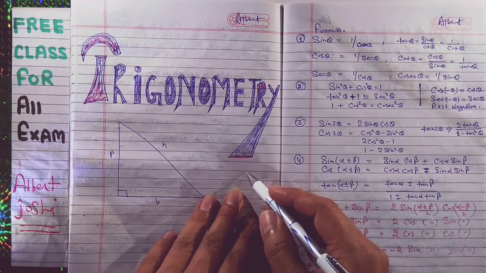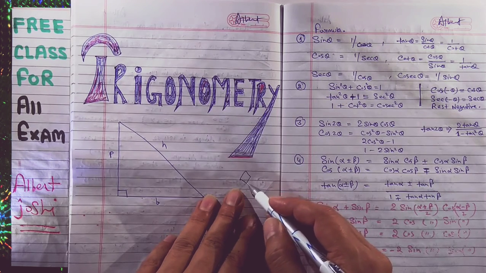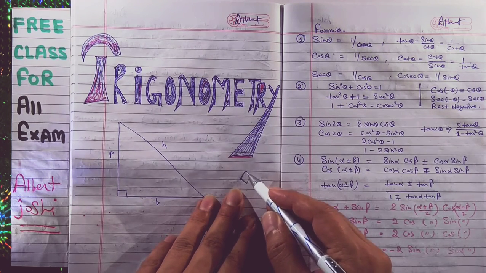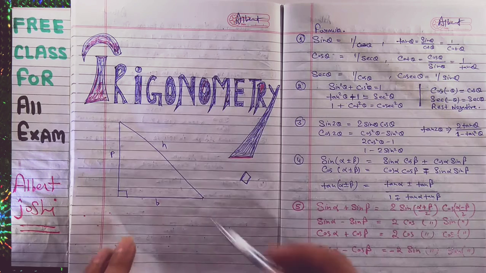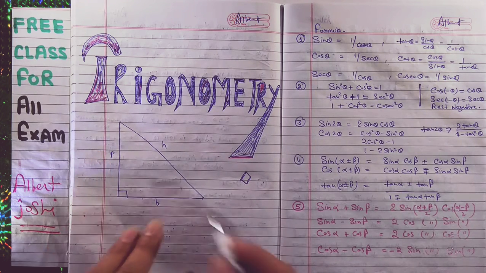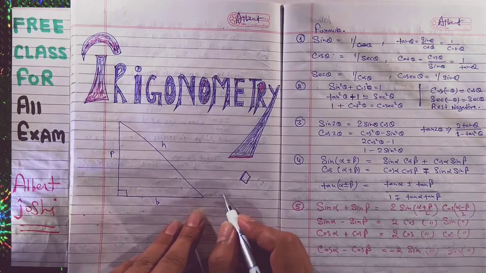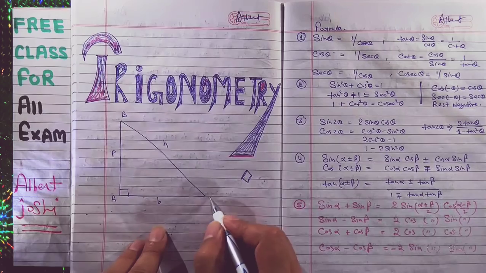Polygon means whenever you join many sides and you get one closed circuit, that is the polygon. So a triangle has only three sides. Suppose this is A, this is B, and this is C.